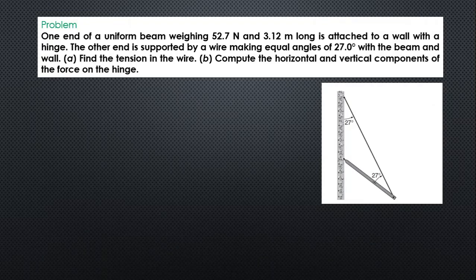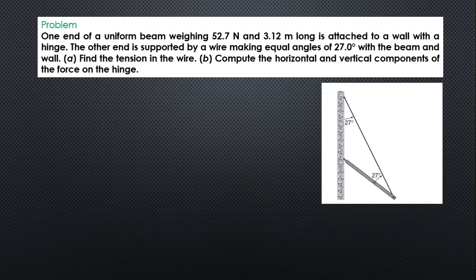In this problem, one end of a uniform beam weighing 52.7 Newton and 3.12 meter long is attached to a wall with a hinge as shown in that figure. The other end is supported by a wire making equal angles of 27 degree with the beam as shown over here and with the wall as shown over here. In the first part, we are required to find out the value of the tension in the wire. In the second part, we need to compute the horizontal and vertical forces on the hinge.